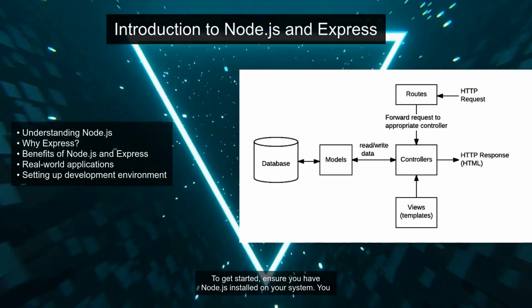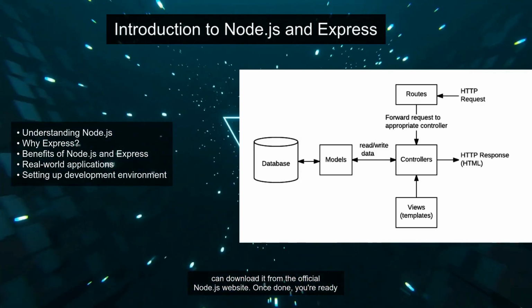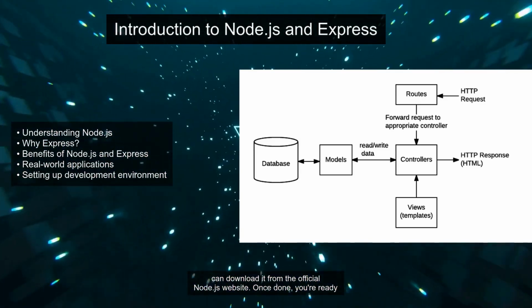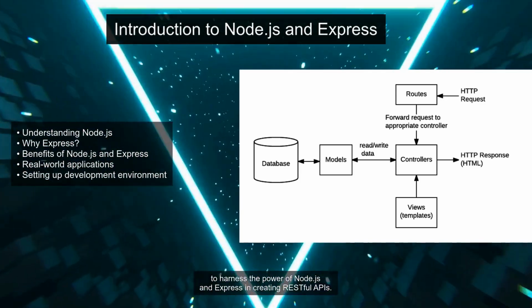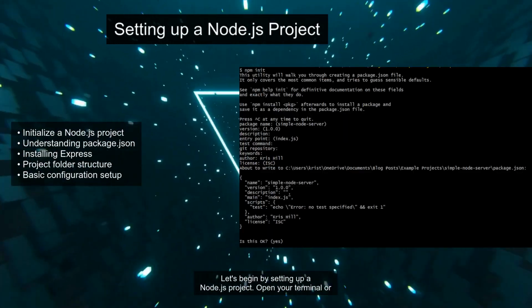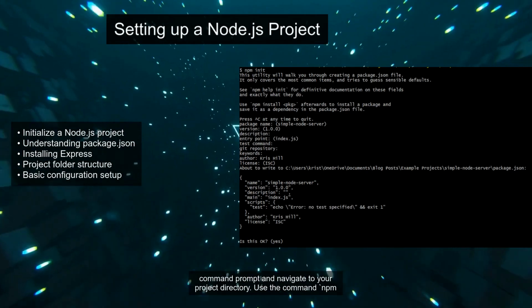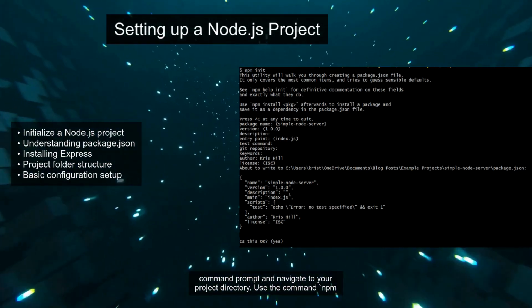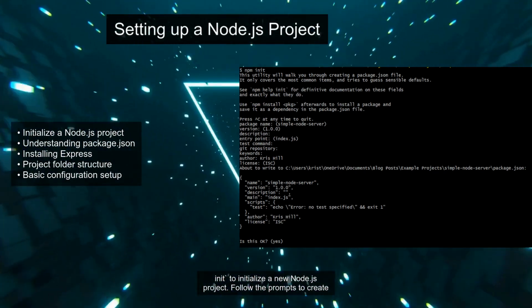To get started, ensure you have Node.js installed on your system. You can download it from the official Node.js website. Once done, you're ready to harness the power of Node.js and Express in creating RESTful APIs. Let's begin by setting up a Node.js project. Open your terminal or command prompt and navigate to your project directory. Use the command npm init to initialize a new Node.js project.